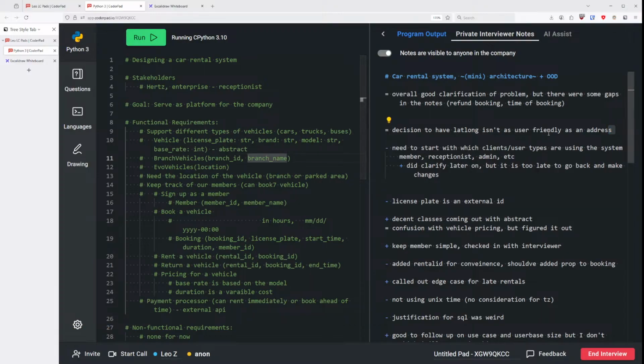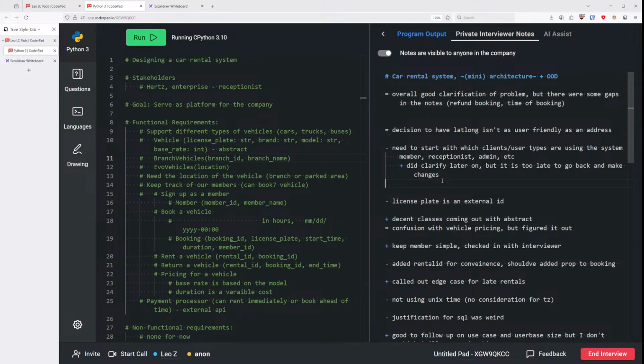A branch name, which is basically just an address, and a branch ID. Yeah, so that's definitely a functional requirements kind of thing, right? If we're looking more at the architecture, we shouldn't be spending time on that, right? So just keep that in mind. And I'll say this is a general thing.